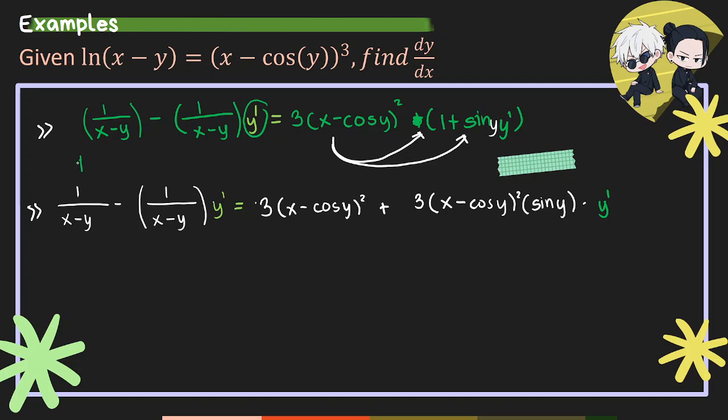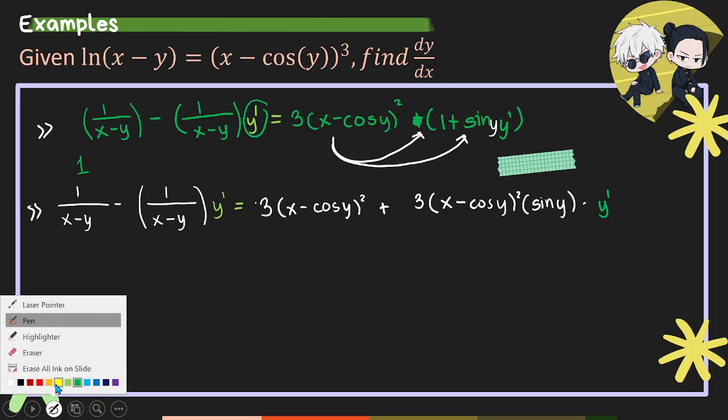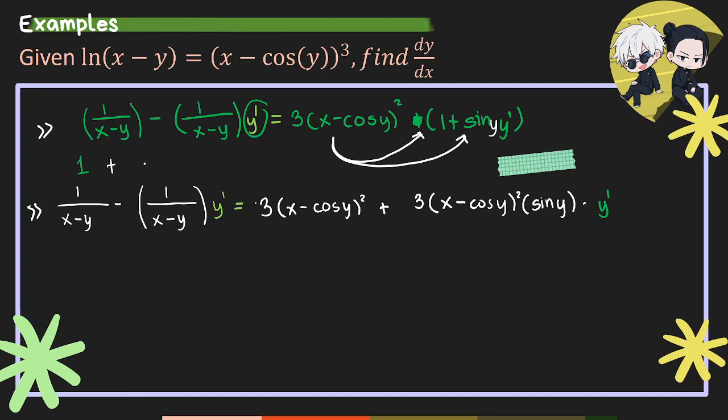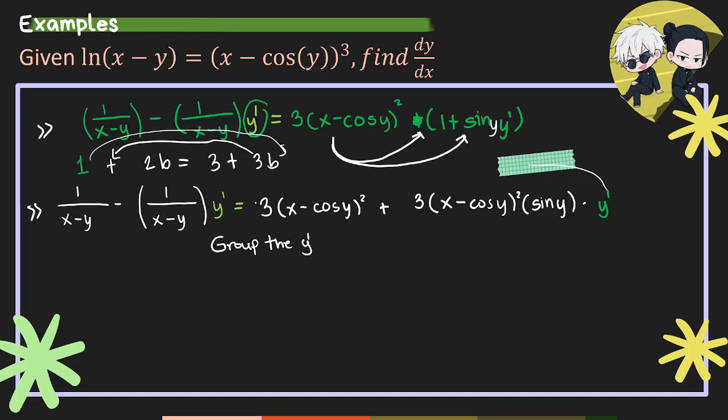For example, we have 1 here. We have 1 plus 2b is equal to 3 plus 3b. How are we going to find b? Diba, anong ginagawa natin? Inilipat natin si 3b dito. Then, inilipat natin si 1 dito. Tapos, isolate si b. So, ganun din gagawin natin dito. So, we are just going to group y primes on the left side.